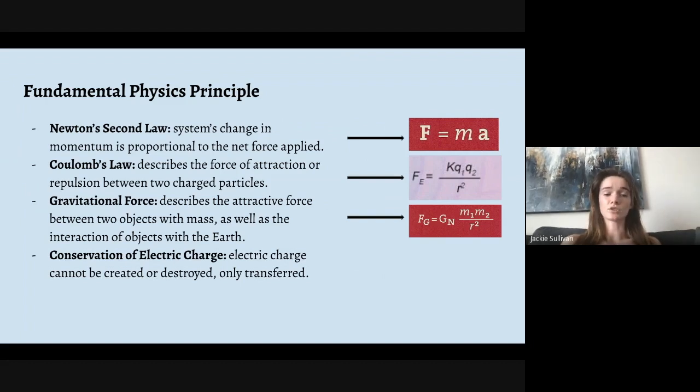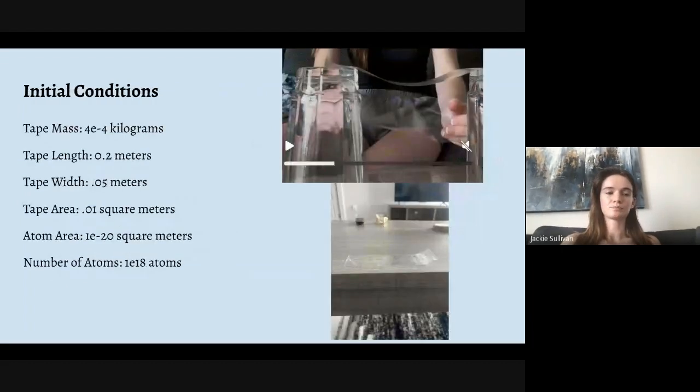For the gravitational force, this describes the attractive force between two objects with mass. This also plays a role since we are hanging the tape on stuff in this experiment, so gravitational force is something we have to think about. Conservation of electrical charge also plays a huge part. Electric charge cannot be created or destroyed, only transferred. In this experiment, all of the electric charge is just being transferred from object to object, as opposed to creating new charge altogether.